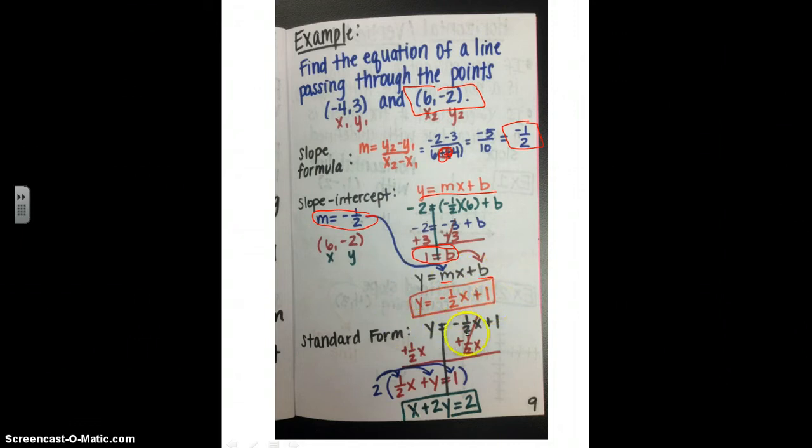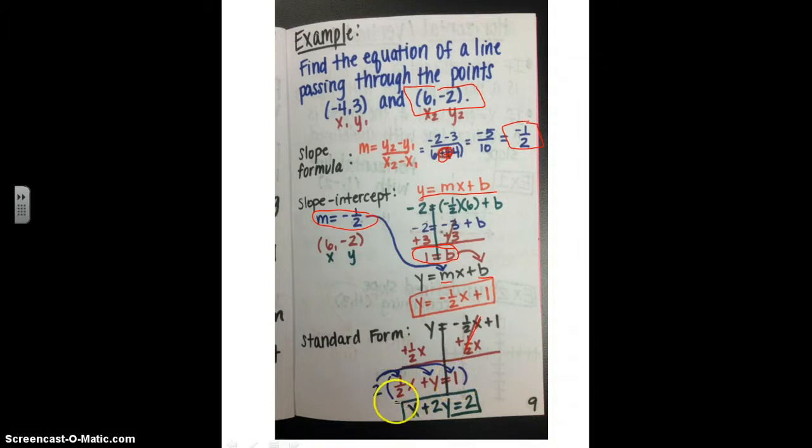Now if it asks me to take that to standard form, remember in standard form you always move the x first. So because this is a -1/2, I'm going to add 1/2. It's going to cancel that out. And so I have 1/2 x plus y equals 1.